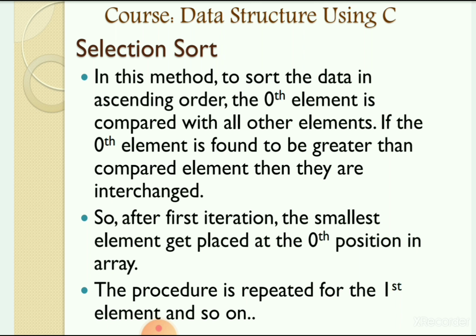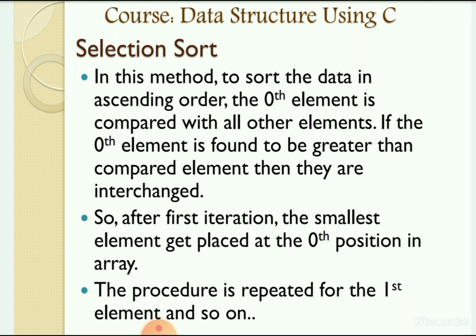Okay, so after the first iteration the smallest element gets placed at the zeroth position in the array. So when we were learning the bubble sort, after the first iteration you get the largest element at the end of the list, at the end position in the array. Here in selection sort we have to select the place.